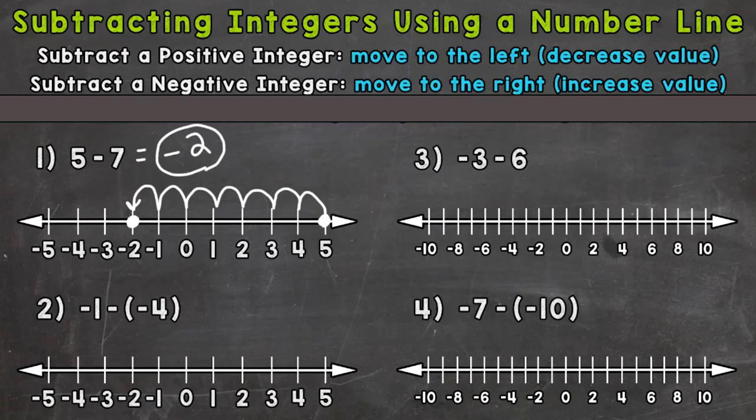Number 2, negative 1 minus negative 4. We are subtracting a negative here. So, from negative 1, we move 4 to the right, and we end up at positive 3, which is the answer.